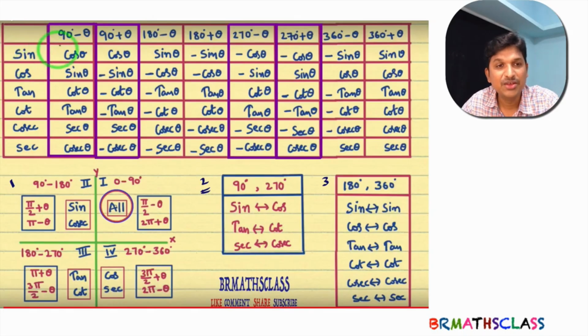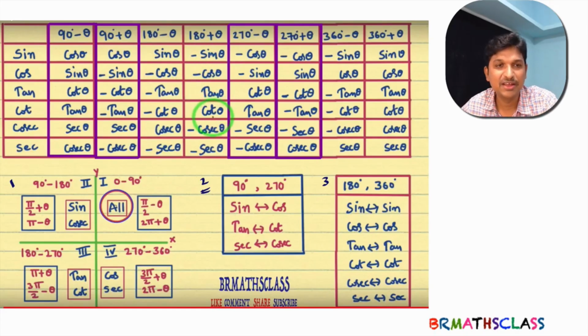Here you see sin changes to cos, cos changes to sin, tan changes to cot, cot changes to tan, cosecant changes to secant, secant changes to cosecant. You see here also, whenever 270 is there, sin changes to cos, cos changes to sin, tan changes to cot. Correct? You observe those things? Only confusion is when to keep minus, when to keep plus.